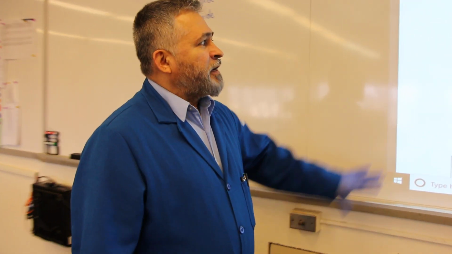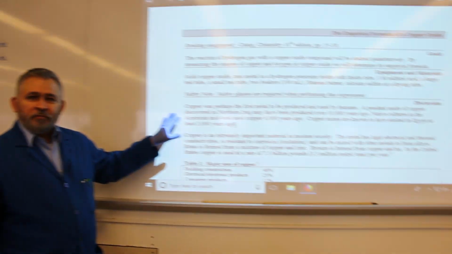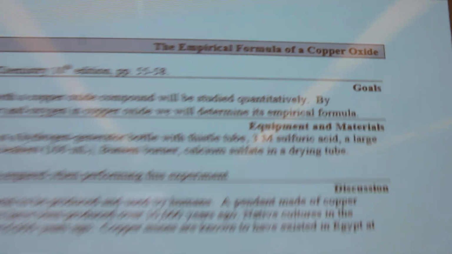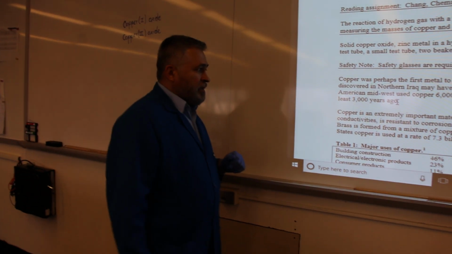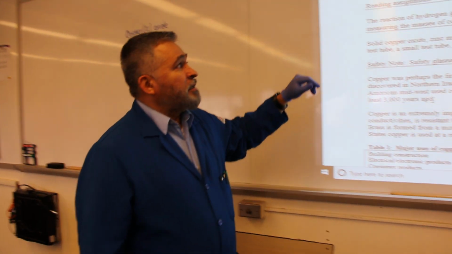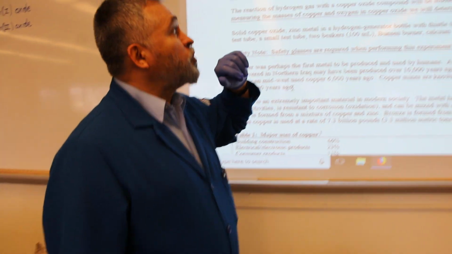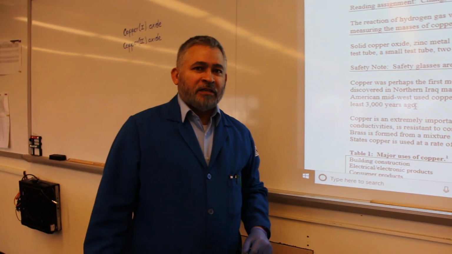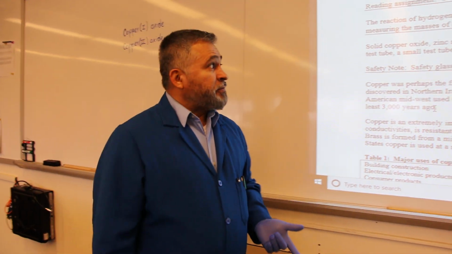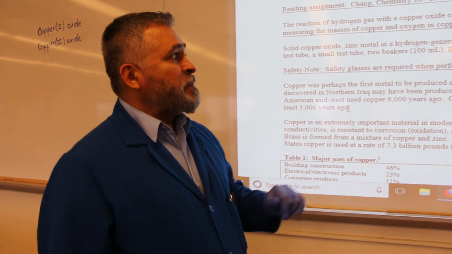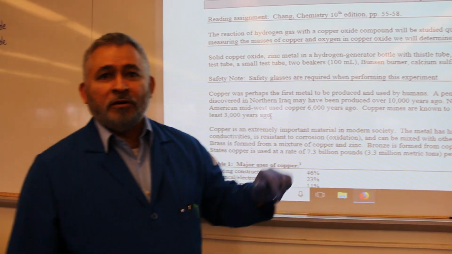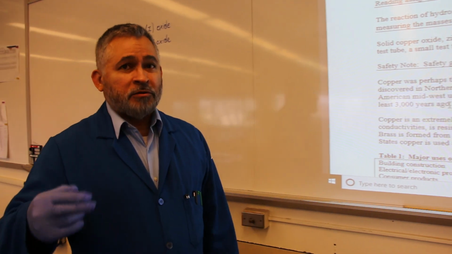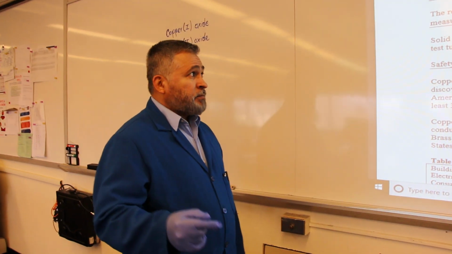3 parts. First, we are going to follow the handout from the website. That's the website where you get the handout. And the experiment we are going to do is the empirical formula of a copper oxide. What is the objective? The objective is to find the empirical formula of a copper oxide. We have 2 options of copper oxides. We are going to discuss that later.